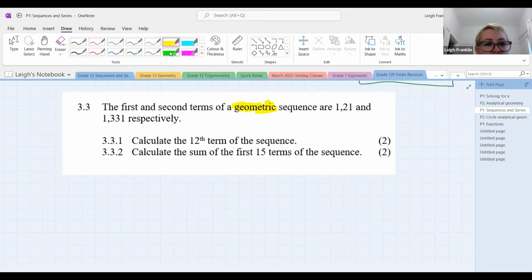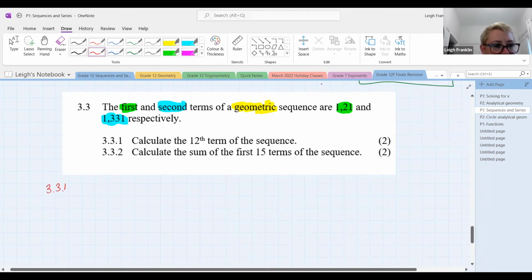So here our clues are: the first term of the geometric sequence is 121. And the second term of the geometric sequence is 1331. What they want us to do is calculate the 12th term of the sequence. So what formula are we using? Are we using an SN or a TN? What formula do they want us to use? Is it an SN or a TN formula? It is a TN formula, quite right.